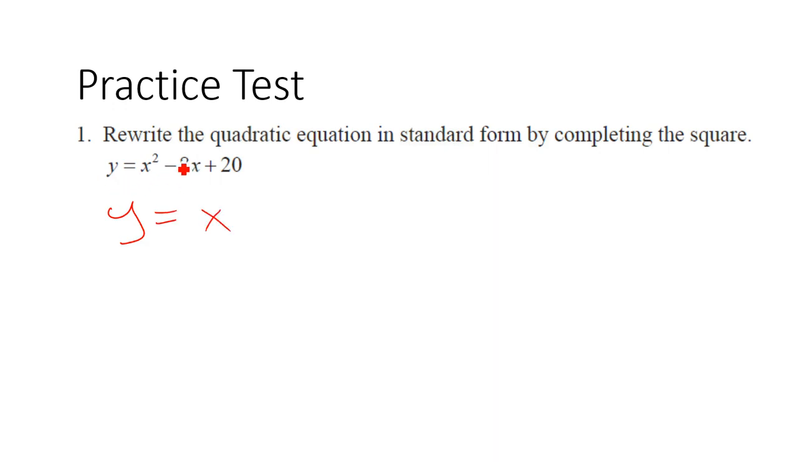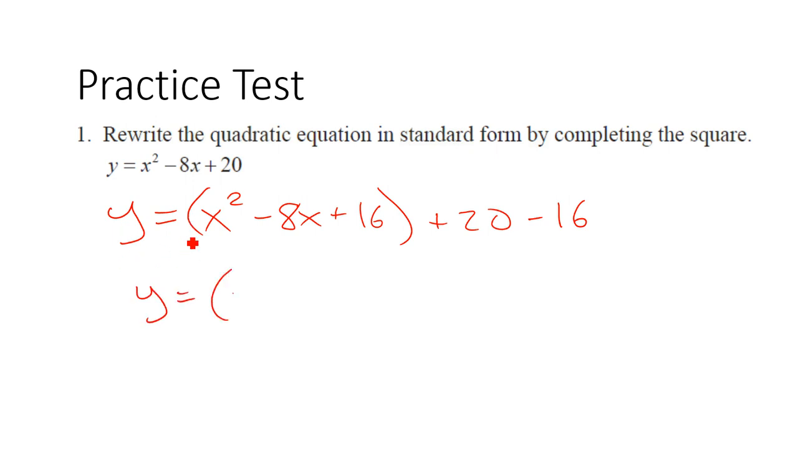y equals x squared minus 8x plus 20. Half of 8 is 4, so we're going to add 4 squared, 16. We also need to subtract 16. So y equals (x minus 4) squared plus 4.